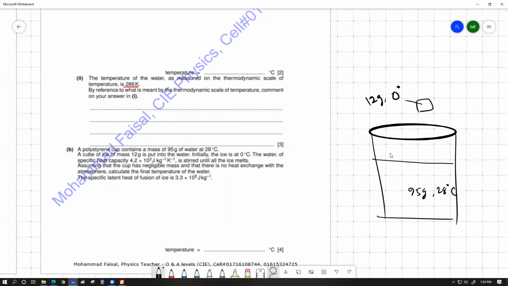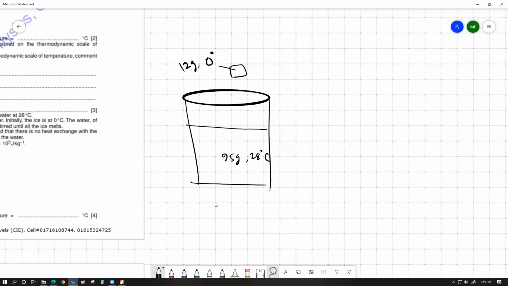The specific latent heat of fusion of ice is this much. So we are asked to find out what should be the final temperature of the mixture. You can visualize this problem in a lot of different ways, but there is a certain specific way that I usually draw this.